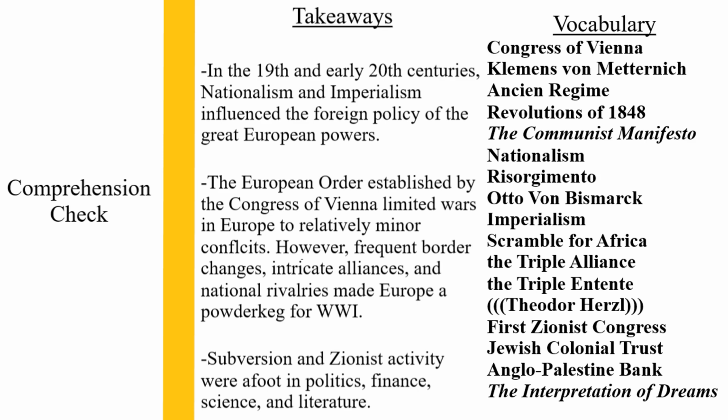Now, our vocabulary to remember after watching the lecture are the following terms. Make sure that you are able to define or talk about the Congress of Vienna, Clemens von Metternich, the Ancien Régime, revolutions of 1848, the Communist Manifesto, nationalism, Risorgimento, Otto von Bismarck, imperialism, the scramble for Africa, the Triple Alliance, the Triple Entente, Theodor Herzl, First Zionist Congress, Jewish Colonial Trust, Anglo-Palestine Bank, and The Interpretation of Dreams.